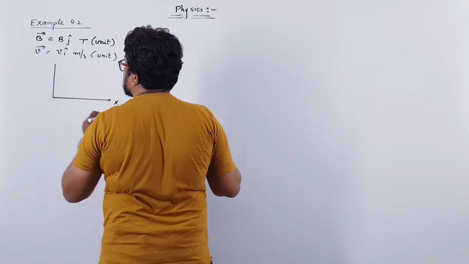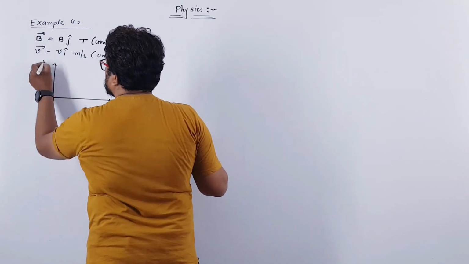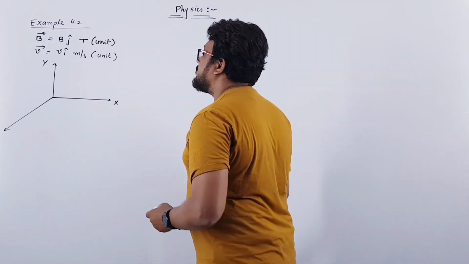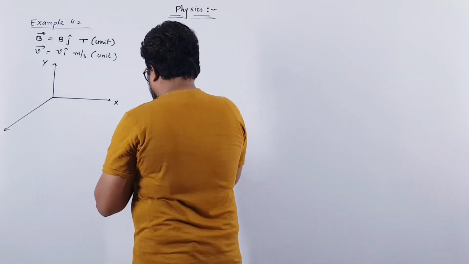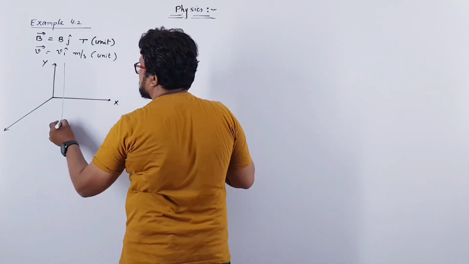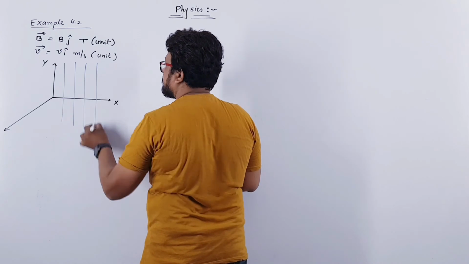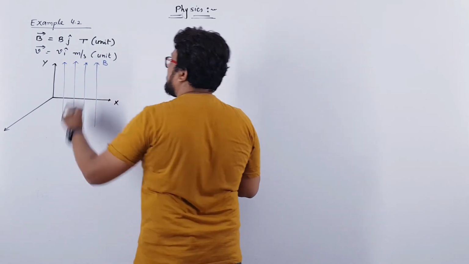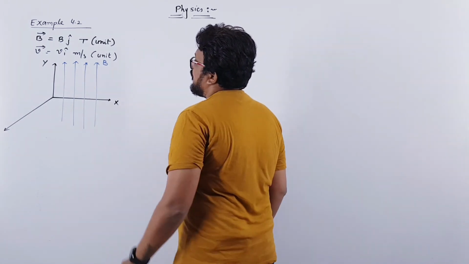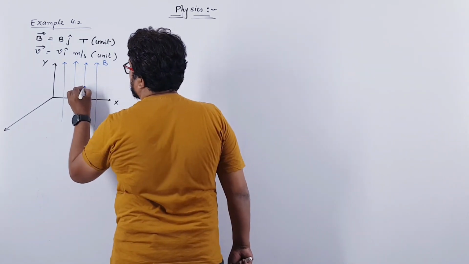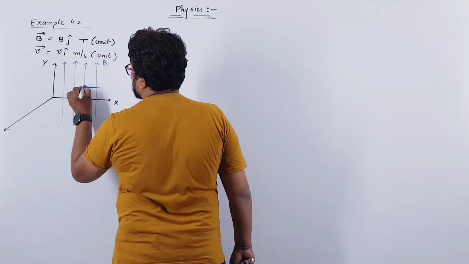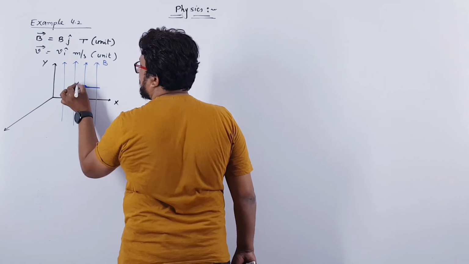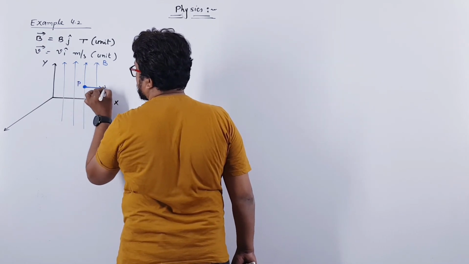This is x-axis, this is y-axis, and this is z-axis. Now it is given that magnetic field is along y direction, so we can draw it like this. Magnetic field is in upward direction. A charged particle is moving along x-axis. So this is the charged particle, let us write P for proton, and it is moving in this direction with velocity v.